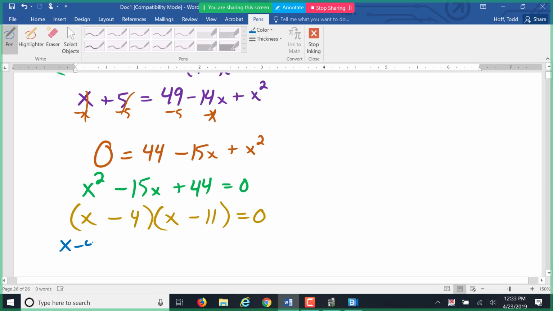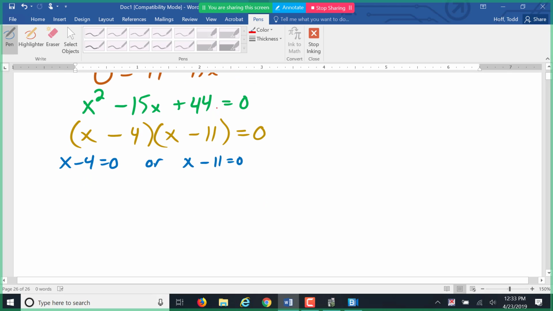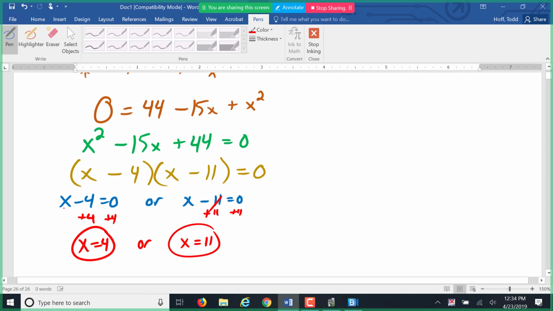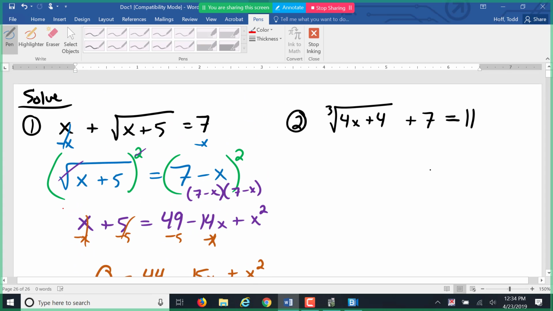So that tells us x minus 4 equals 0, or x minus 11 equals 0. We solve each of those. The first one, we would add 4 to get x equals 4. Or, the second one, we add 11 to get x equals 11. So x equals either 4 or 11. Now, just like with most of our other quadratics, we should try this to make sure it works.